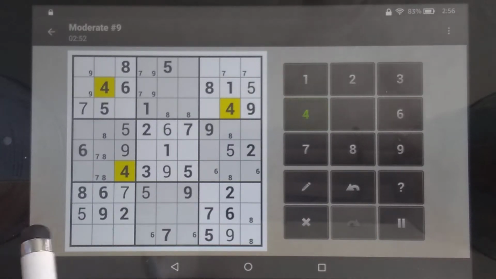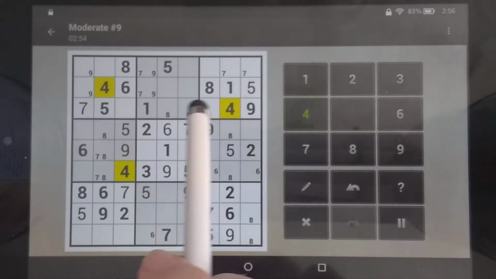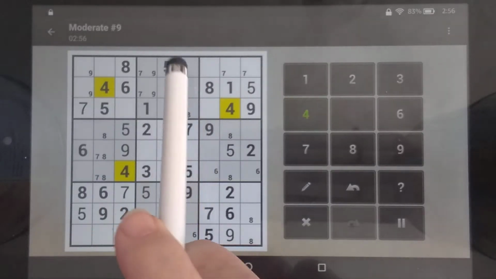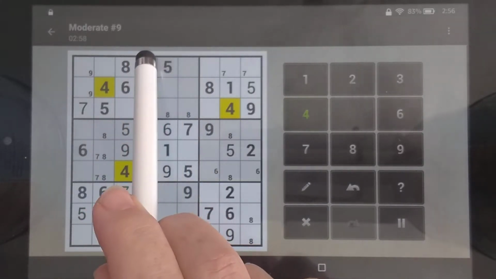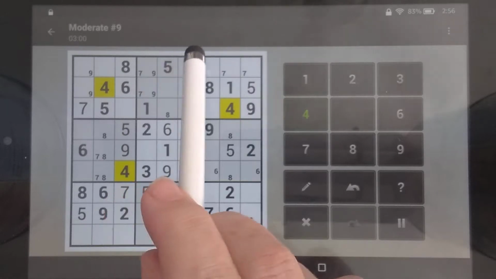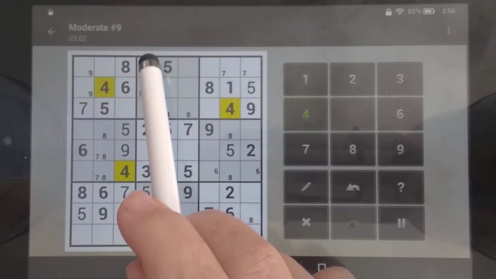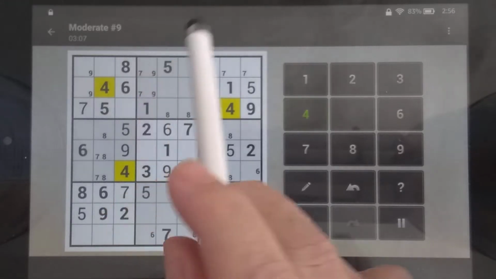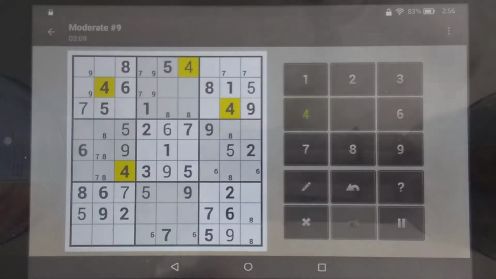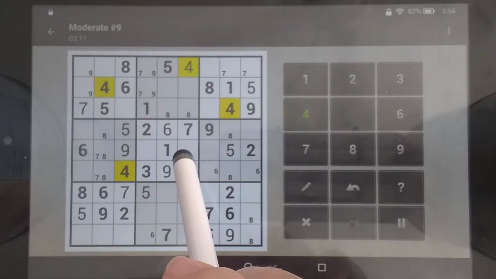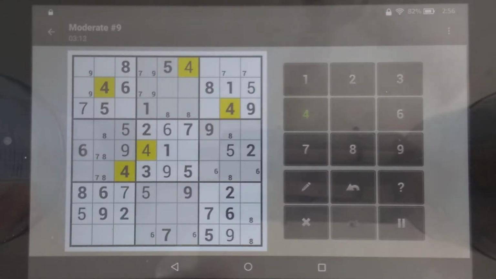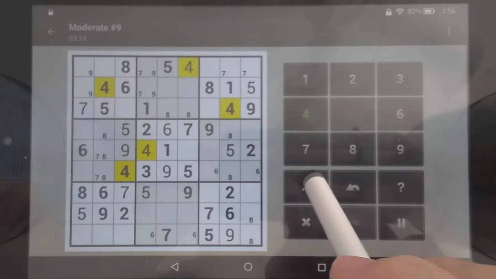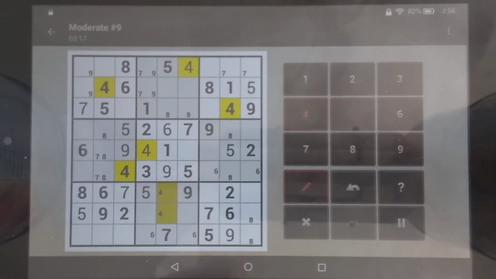The 4, okay, so this is blocking that row, and this is blocking that row. So theoretically, it would have to be in that one or that one, because it's got to be in the top row. However, we already know that these two have to be the 7 and the 9. No room for a 4, so the 4 has to be right there. That 4 now blocks that one, meaning that has to be the 4.